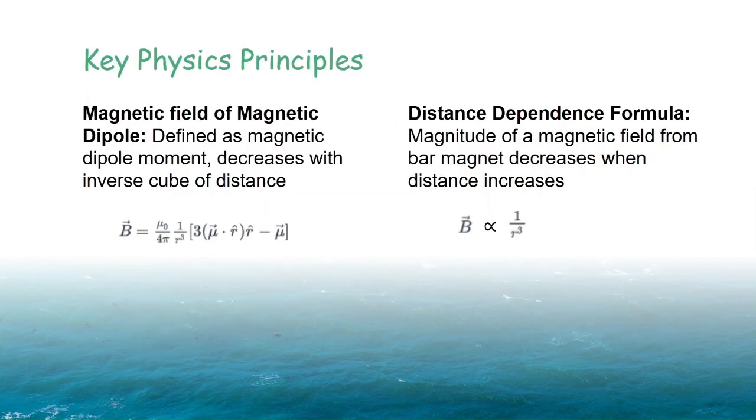Going into the key physics principles, we have the magnetic field of a magnetic dipole, which is defined by the magnetic dipole moment, and it decreases with the inverse cube of distance and is given by the following equation. And deriving this equation allows you to determine the magnetic fields at points both on and off axis relative to the dipole. And we also have the distance dependence formula, which states that the magnitude of a magnetic field from a bar magnet decreases as the distance increases.